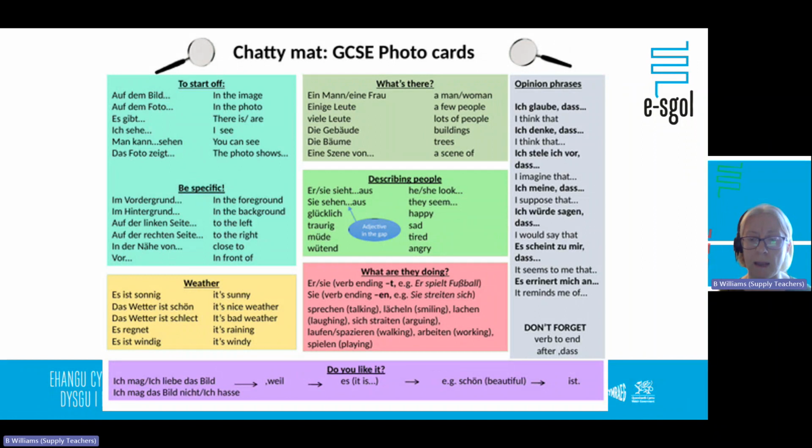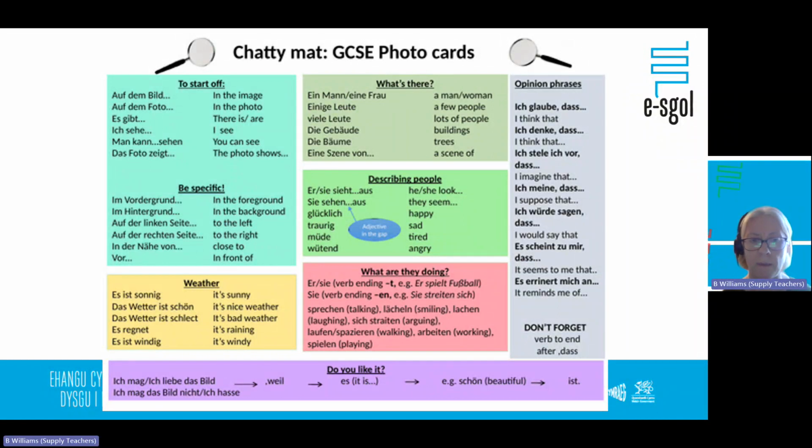But in order to gain those higher marks, try and be specific as well. So instead of saying there is a man, try saying where is the man? Is he in the foreground? Is he in the background, to the left, to the right? Is he close to something, or is he in front of something? So these are ways to increase your quality of language and to gain those marks for more sophisticated language. Okay.